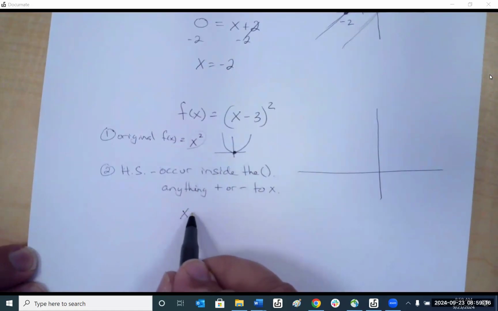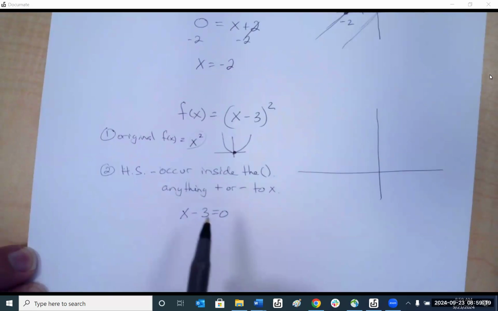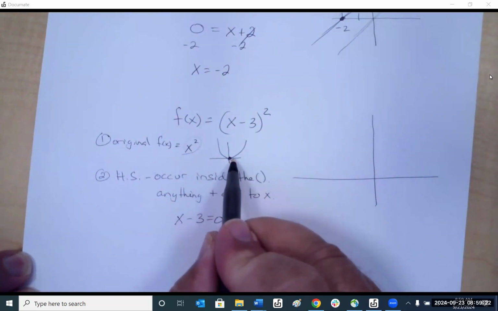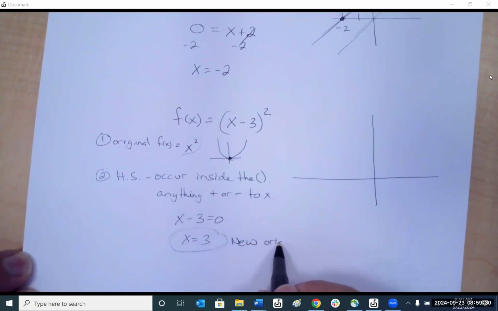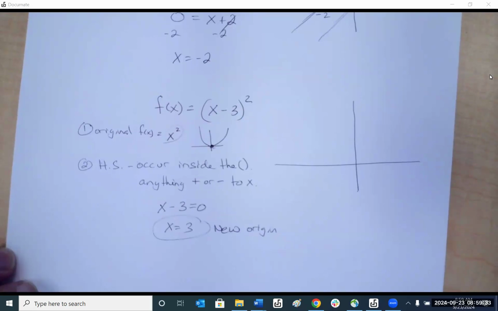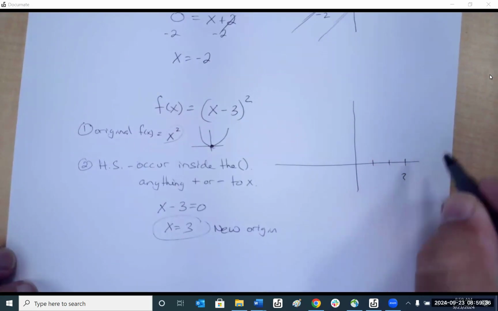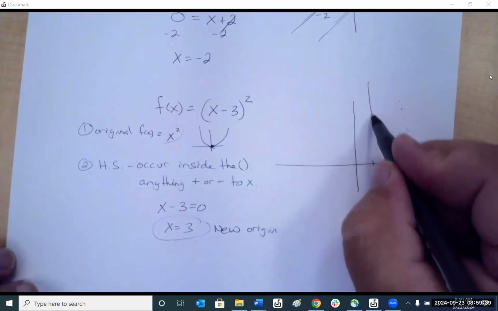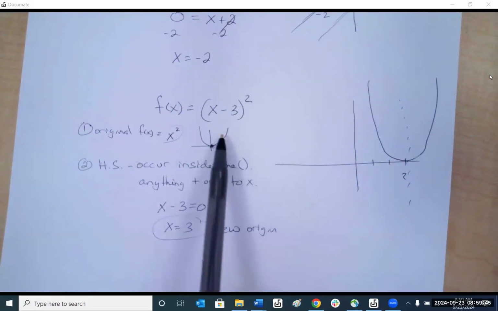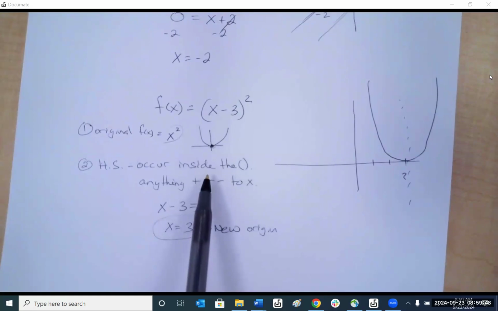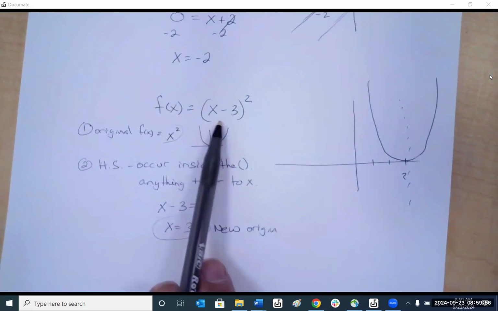We take what is inside there, set it equal to 0, because remember, the original graph begins at 0. So x equals 3. That is my new origin. 1, 2, 3. So my new origin becomes there. There's my graph. I told you, whatever's inside the parentheses is always opposite. So if it's an x plus 3, it's a negative 3 change. If it's an x minus 5, it's a positive 5 change. So it's always opposite of what's inside there.